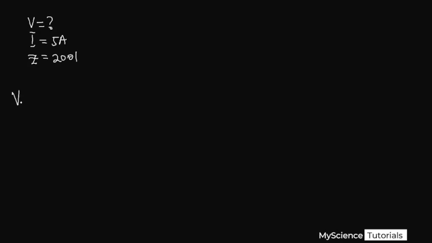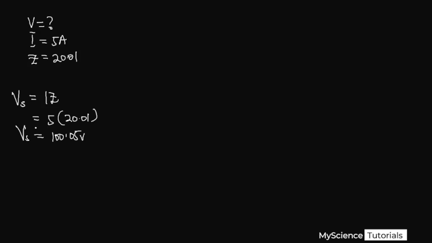So the voltage supply, let me use Vs as voltage supply, is equal to I times Z, current multiplied by the impedance. So this is equal to 5 multiplied by 20.01. So this will give me a total voltage supply of 100.05 volts. Okay, so now that I have my voltage supply, I can go ahead and find my V1 and V2.